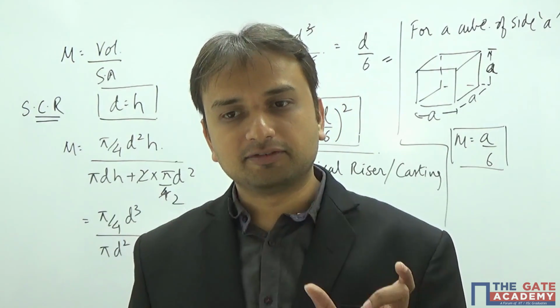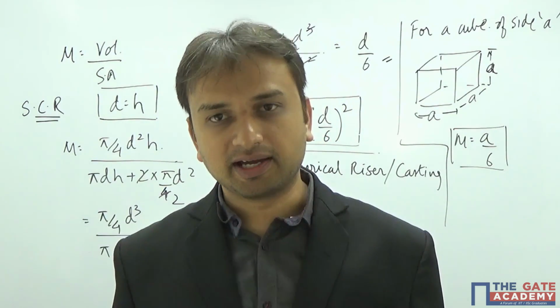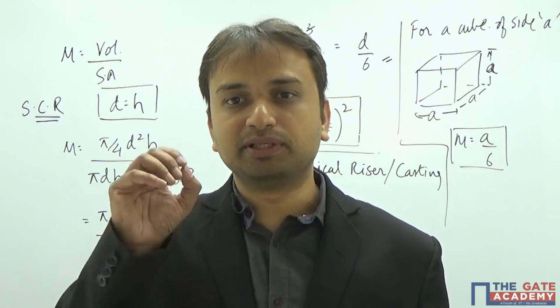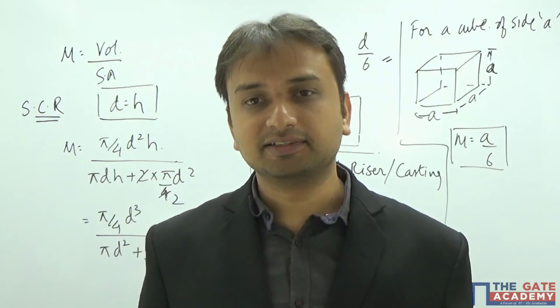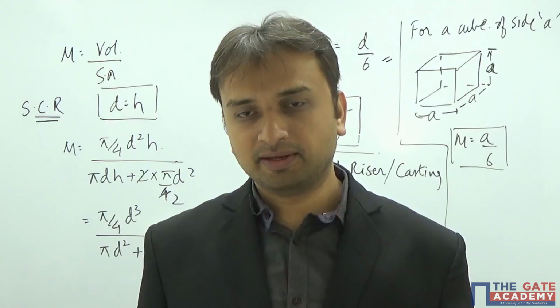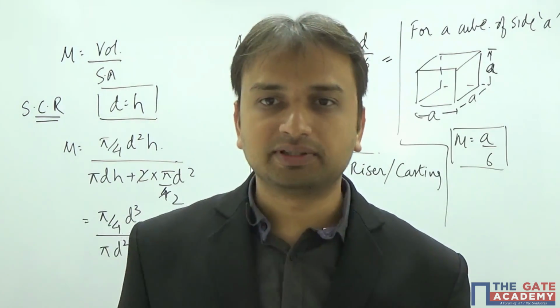And we have also found out the relationship between diameter and height. For the top cylindrical riser, it is D equals 2h, and for the side cylindrical riser, it's D equals h. Right? And then we discussed the riser design.